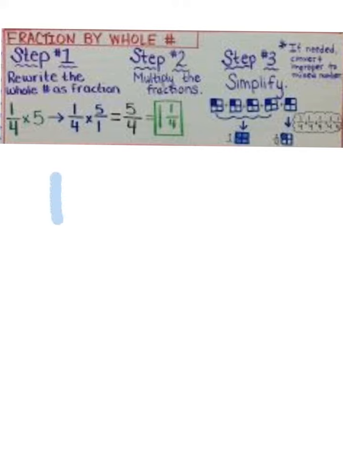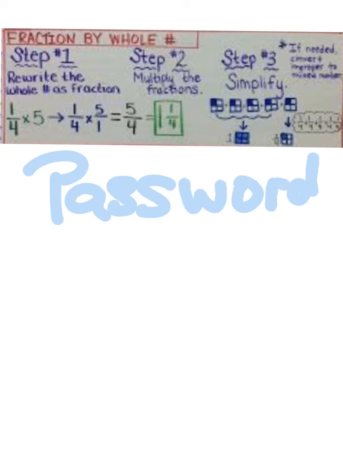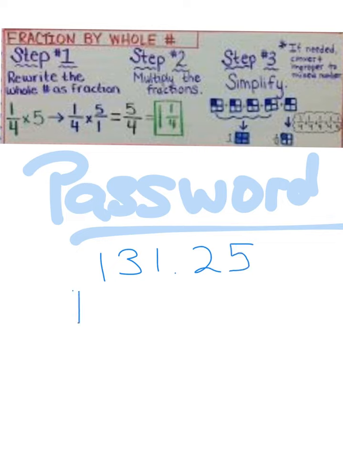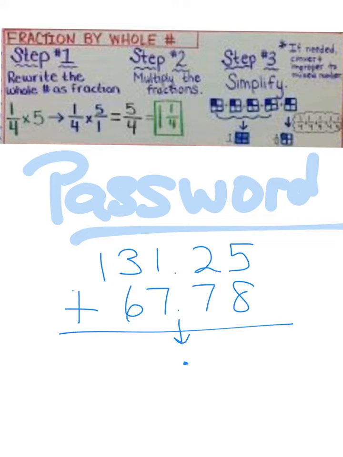Now let's take a look at our password for the day. Yesterday we were talking about decimals. We're going to kind of stick with that because I know that was one that you guys kind of had an issue with. So let's look at adding decimals together. 131.25 plus 67.78. Now we remember when we were adding decimals together, your decimal points always stay aligned. So we bring our decimal point straight down first of all, and that's the very first thing that we do. Then we can add it just like we would add any other problem.